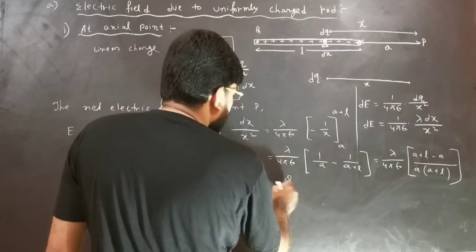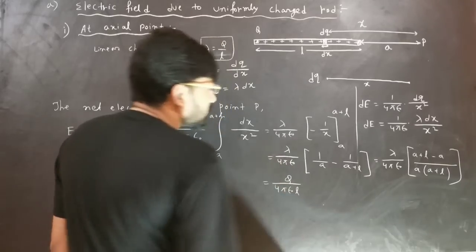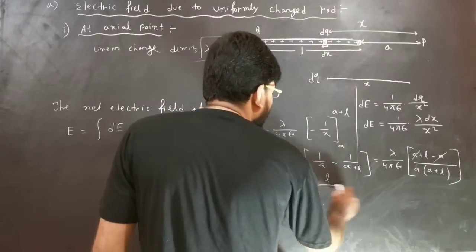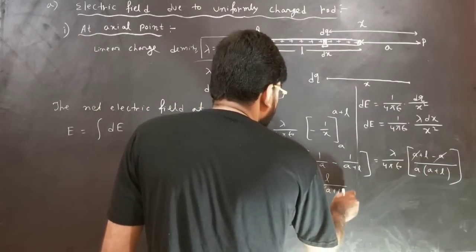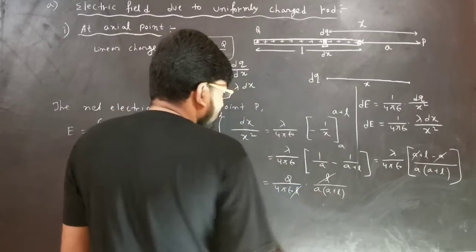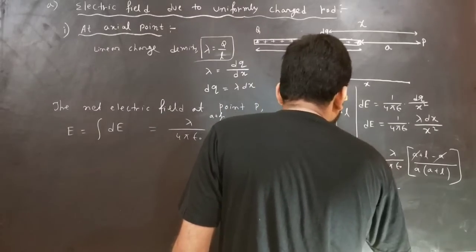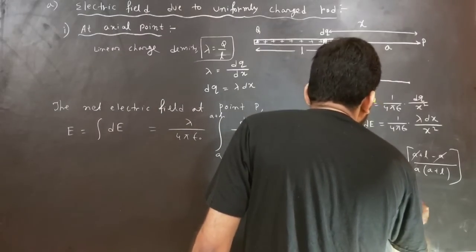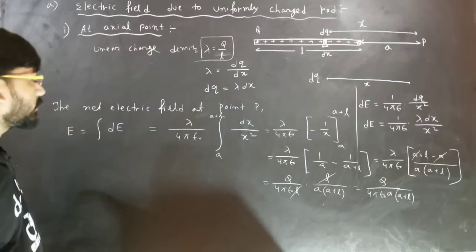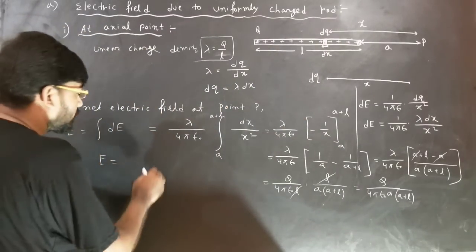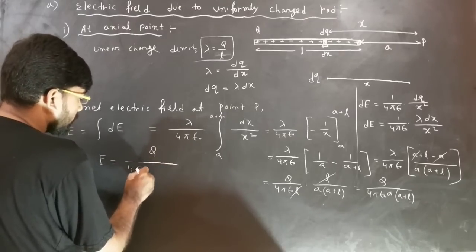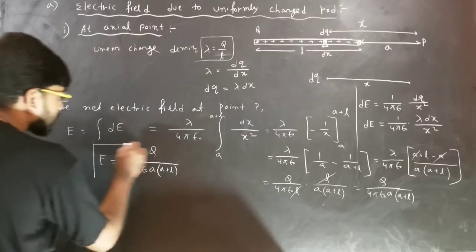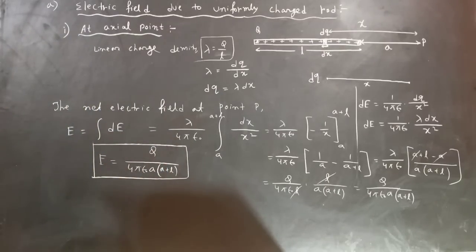So it will be q upon 4 pi epsilon naught l, and from here the a and a will be cancelled out. So it will be just l divided by a into a plus l. So this l will be cancelled out. So it will be q upon 4 pi epsilon 0 into a into a plus l. So this will be your final expression, the electric field at this axial point. So you can write it like this: q upon 4 pi epsilon 0 into a into a plus l. So this is the electric field at this axial point.